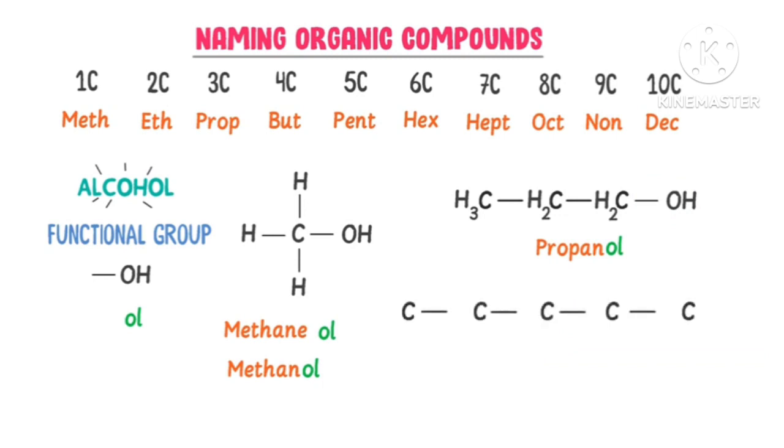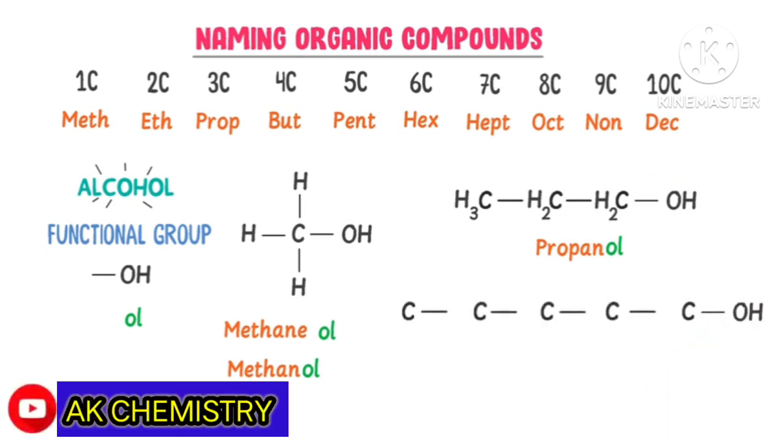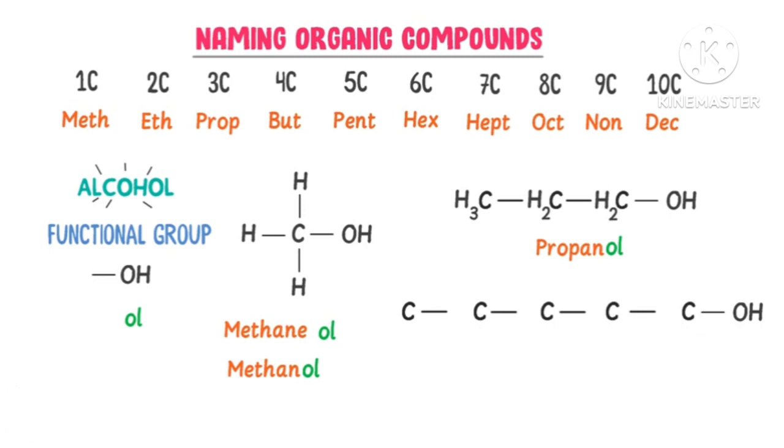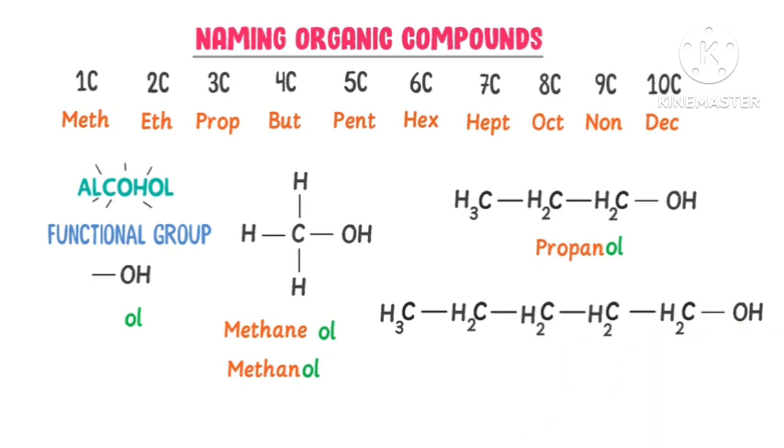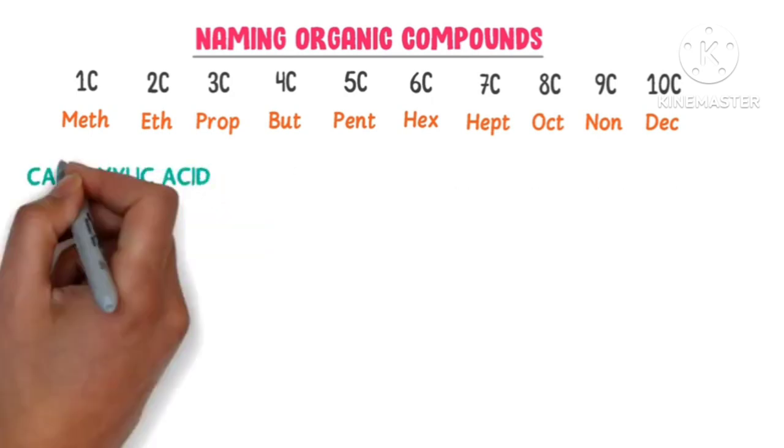Thirdly, consider 5 carbon atoms and OH functional group is bonded to it. I complete the valency of each carbon H3, H2, H2, H2 and H2. There are 5 carbon atoms present in it. I write pentane. Also there is OH functional group present in it. I write ol. So I get pentanol, which is alcohol. Thus by this way, we can easily name organic compounds of alcohol by knowing alkyl part and OH functional group. Now we will learn naming organic compounds of carboxylic acids.